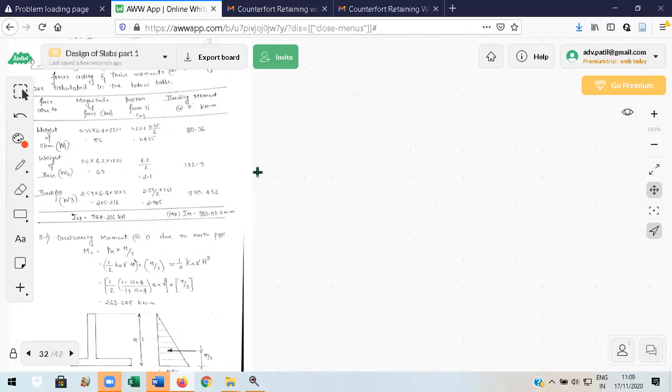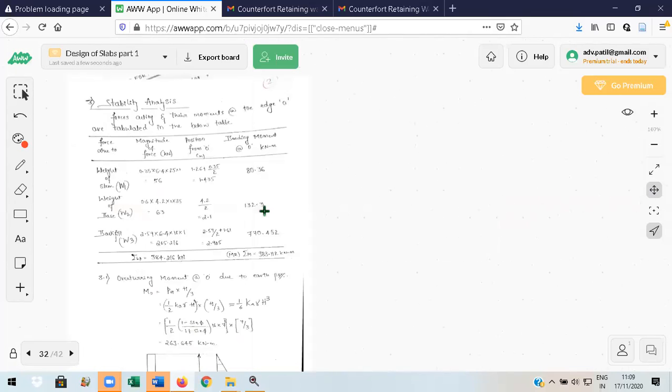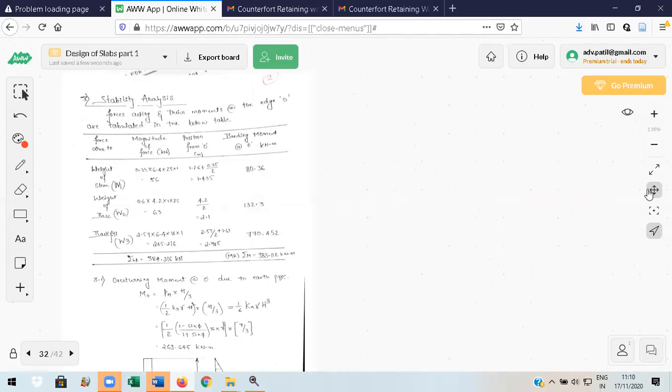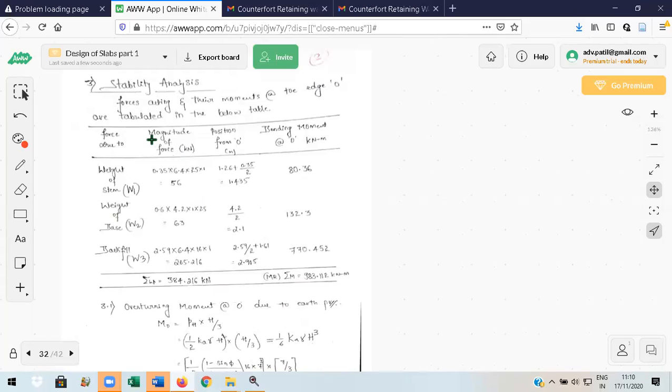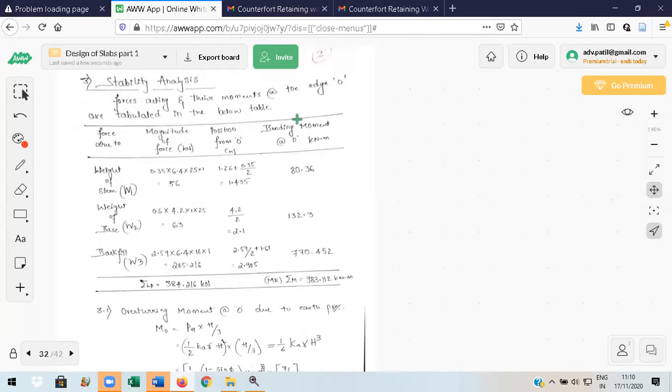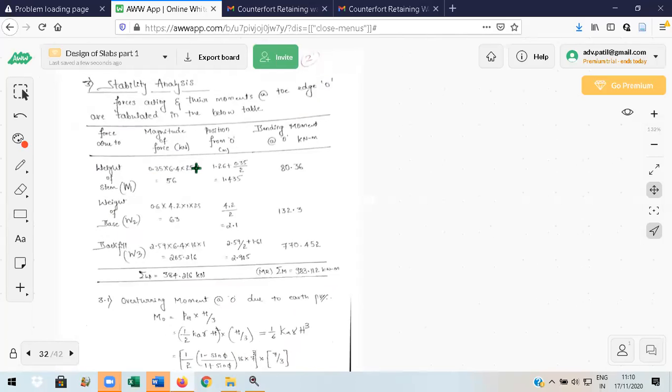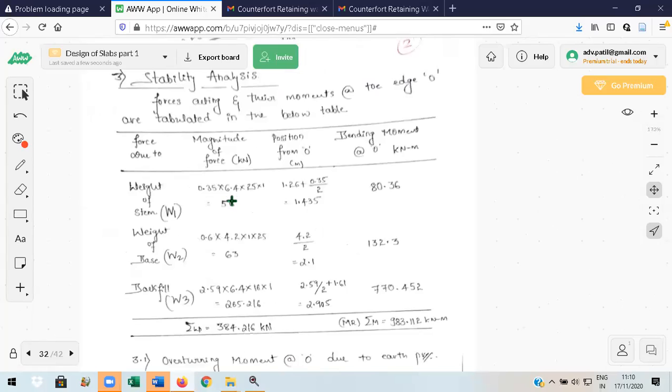It means you don't worry about RCC in the beginning, just finalize the dimensions, check for the stability. If it satisfies the stability criteria, then only think of designing it in RCC. Otherwise, you have to go back and revise it. Now, stability analysis is the third step. Forces acting and their moments about the toe edge are tabulated in the below table.